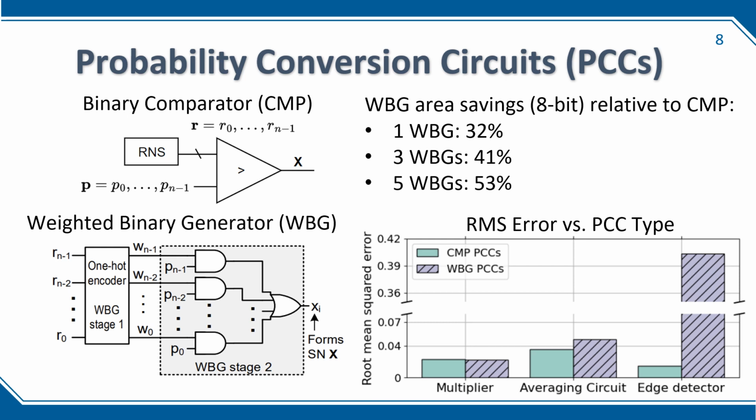This error discrepancy can be explained by the fact that the WBGs fail to generate correlated outputs when RNS sharing is used, thus causing correlation error for circuits that expect correlated inputs, such as the edge detector. This implies that switching between comparator and WBG-type PCCs trades off accuracy for area.